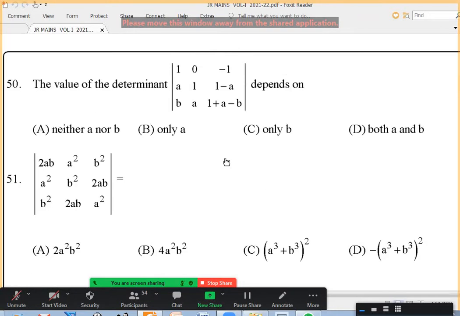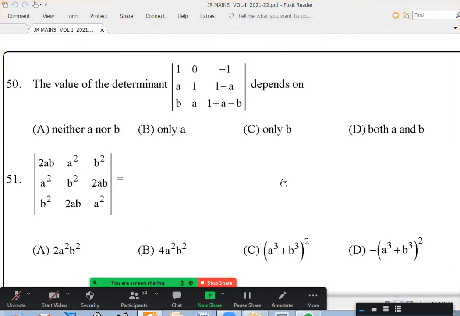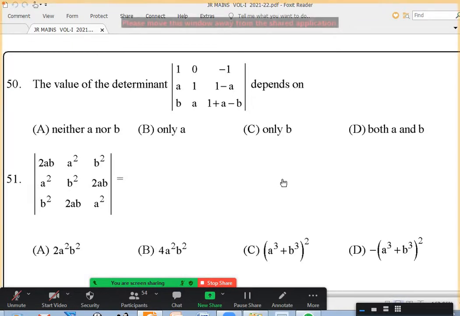Just a minute. Okay, somebody is asking about the 50th question. Let me see. Okay, 50th question, just expand the determinant. Let me see if I can do something easy.